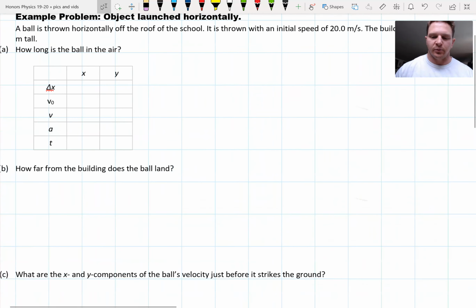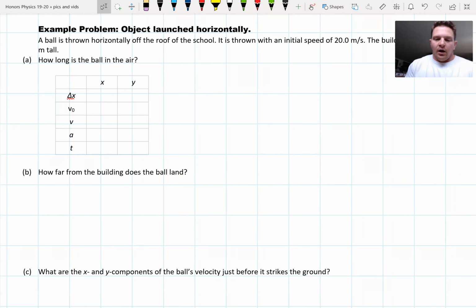All right, first example problem. A ball is thrown horizontally, so that's important right there, off the roof of a school. It's thrown with an initial speed of 20 meters per second, and the building is 11 meters tall. First problem: how long is the ball in the air? Right away we have some numbers given to us. We want to fill in our little table of values.